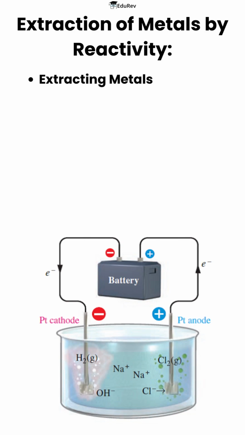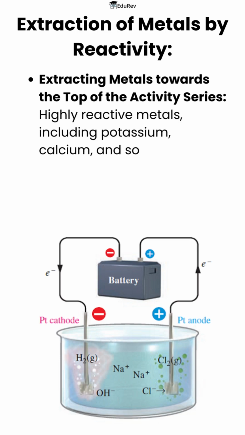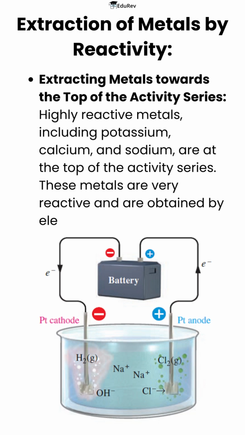Highly reactive metals, including potassium, calcium, and sodium, are at the top of the activity series. These metals are very reactive and are obtained by electrolytic reduction. For example, sodium, magnesium, and calcium are obtained through the electrolysis of their molten chlorides.